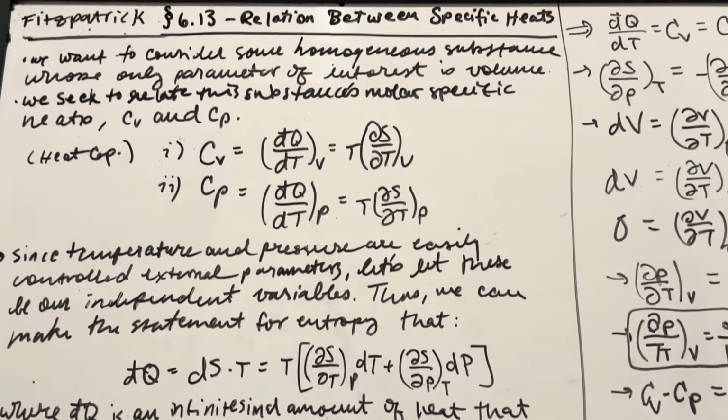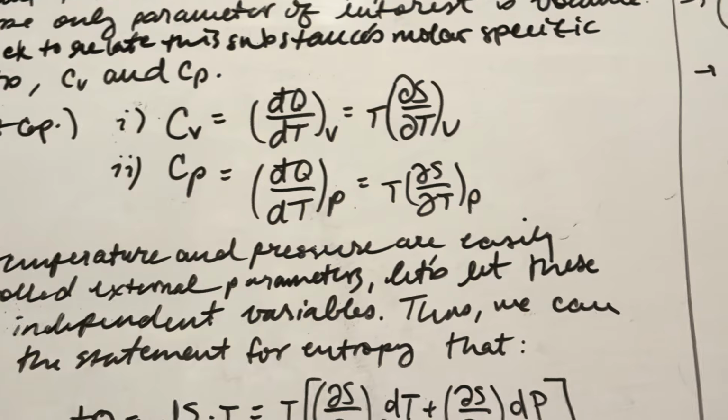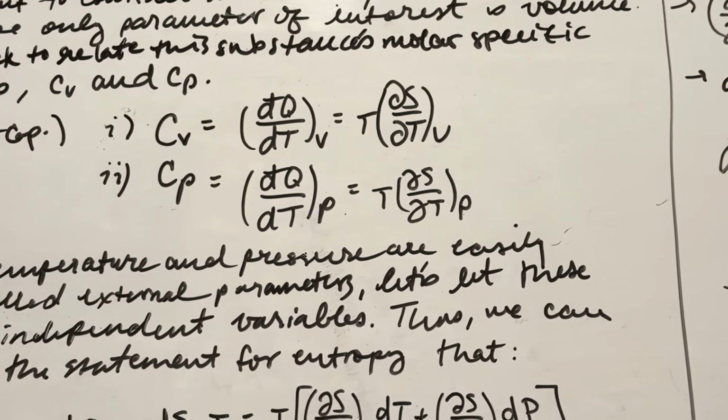Anyway, we start off with some really simple definitions for our heat capacities, being that capital C sub V is equal to our change in heat with respect to temperature with a constant volume, and a change in entropy with respect to temperature at a constant volume. And the same thing with our heat capacity at constant pressure, except we take our partial derivative of our entropy with a constant pressure instead.